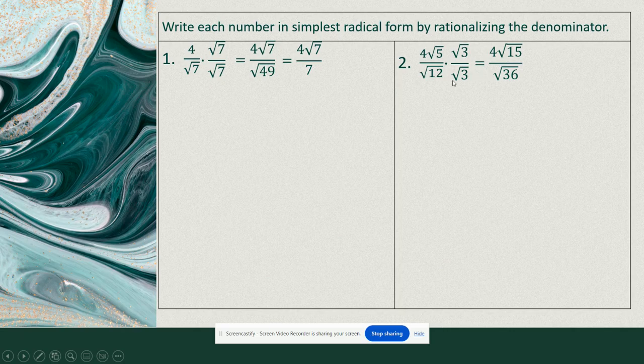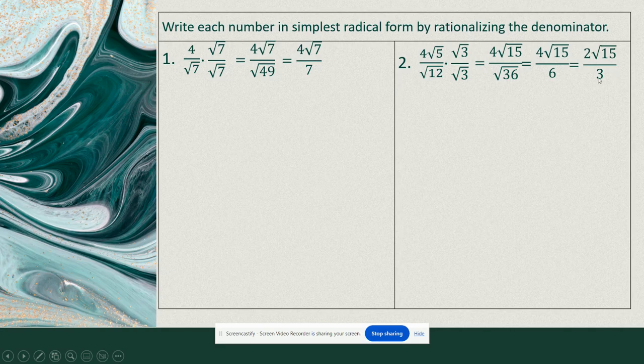Now, the reason I chose root 3 is because take a look at what 12 times 3 is. This is square root of 36, right? Okay, so the square root of 36 is a perfect square. And of course, we know the square root of 36 is 6. So I'd have 4 root 15 over 6. So we want to try and seek out numbers that can be multiplied by our denominator number, whatever it may be, like for instance here we have the square root of 12, to get our perfect square in the denominator to be able to simplify it and get that radical out of it, okay?